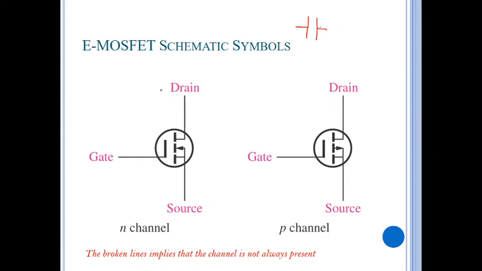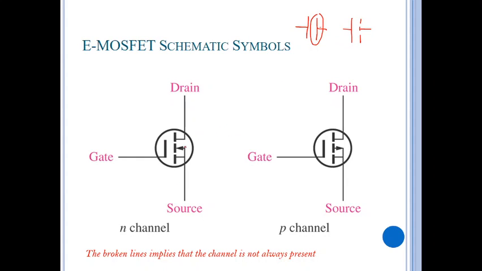But here, because this is the E-MOSFET, this line will be a dashed line. The dashed line means that under normal condition, there is no connection between drain and the source, because there is no physical channel. So you need to induce the channel to connect between source and the drain. So that's why we have the dashed line here.